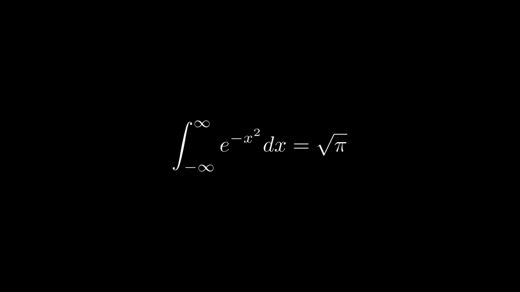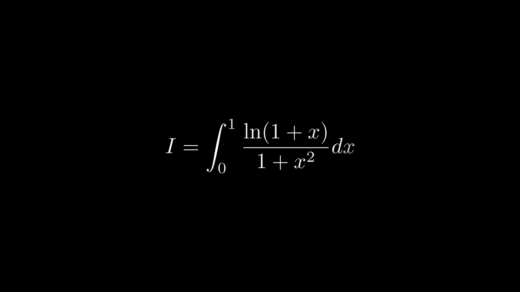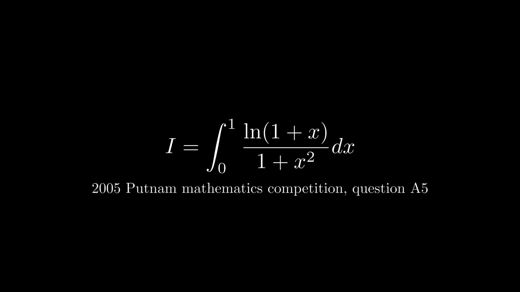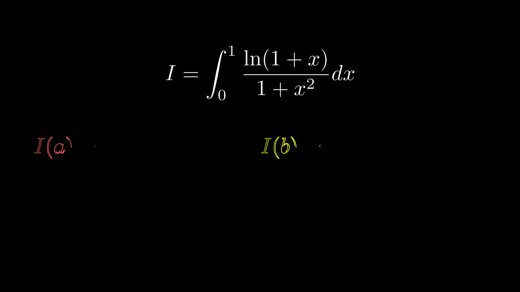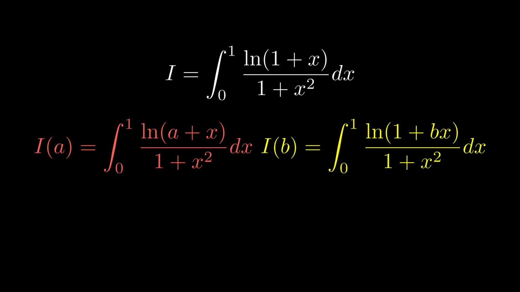It's beautiful and elegant. The challenge of Feynman's technique is to find out where the parameter should be, which often involves trial and error. Think about this 2005 Putnam question. Where should we put the parameter? There are at least two ways, and it's hard to tell which one is better.